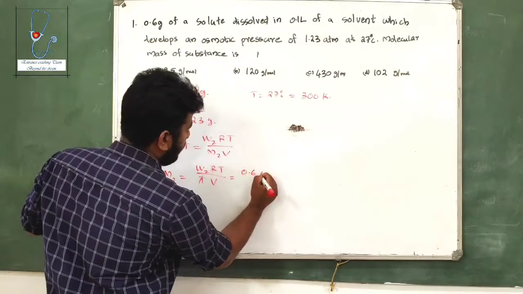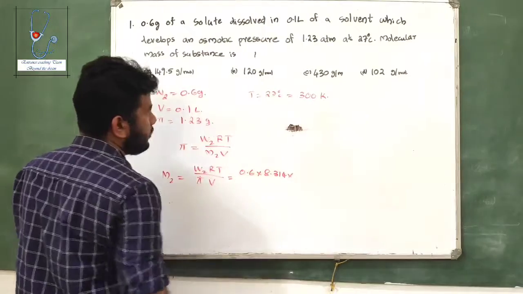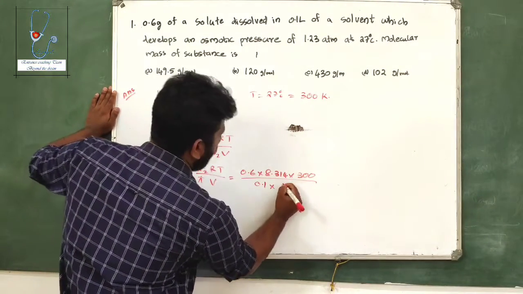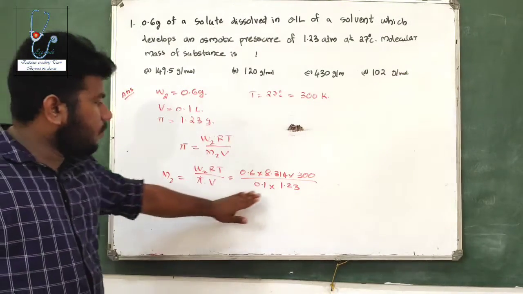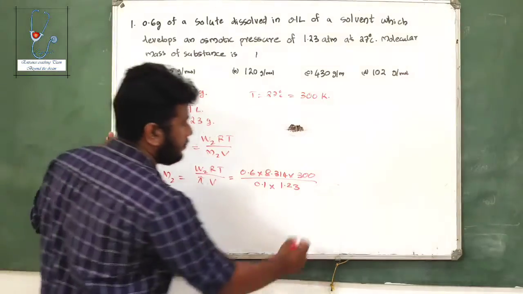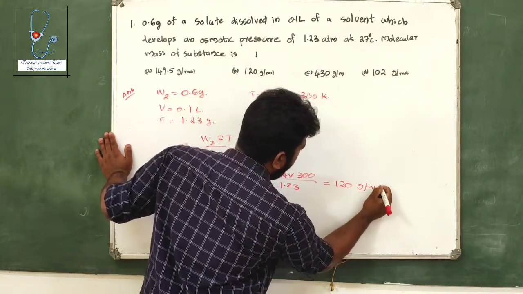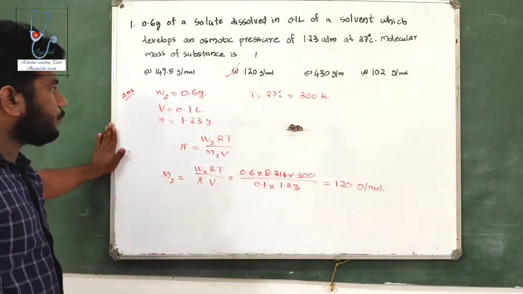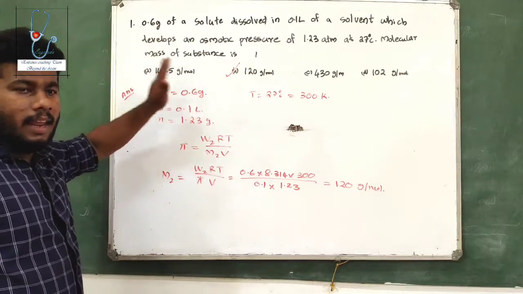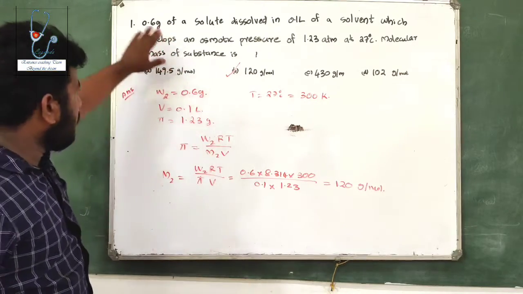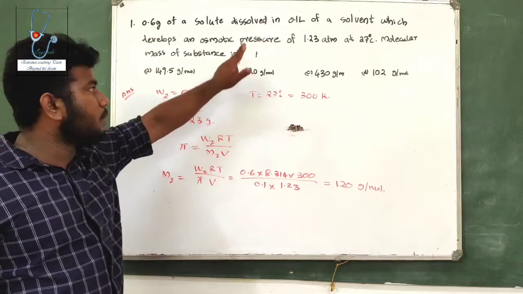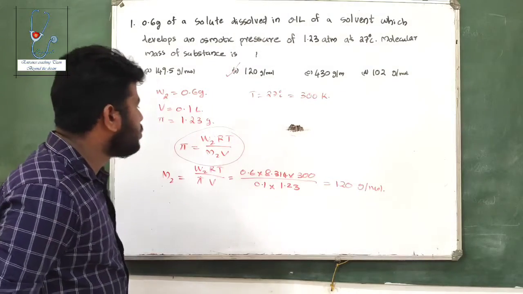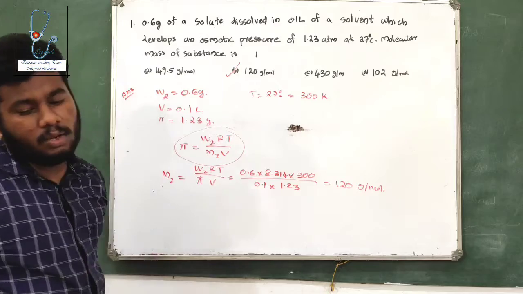W2 is equal to 0.6 into 8.314 into temperature 300 Kelvin, divided by volume 0.1 into 1.23. While calculating this, we get the answer as 120 gram per mole. Almost 120 gram per mole. Answer is B. So you must read this question very carefully. This question is to find the mass of the substance using the osmotic pressure equation. The osmotic pressure equation is pi is equal to W2 RT by M2 V. Then we will get the answer as 120 gram per mole.